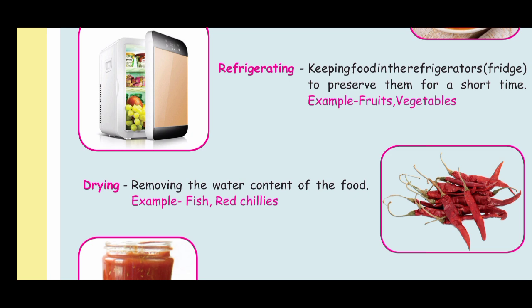Removing the water content of the food. Okay, so example, fishes and red chilies. Fishes we are drying them using salt and sunlight, and we use them after a long time. Then red chilies, which we use in our kitchens, are also dried. Likewise we can dry them and use them for a longer period of time. Likewise, in fruits and vegetables they are removing the water content and using it for a longer time, and now there are also frozen techniques in which vegetables and fruits can be stored for a longer time.